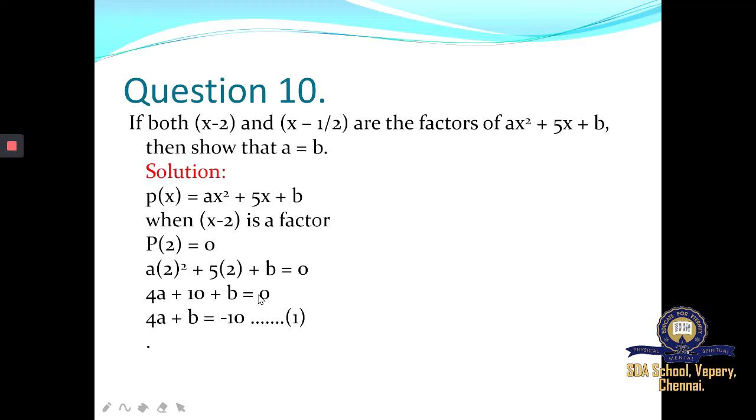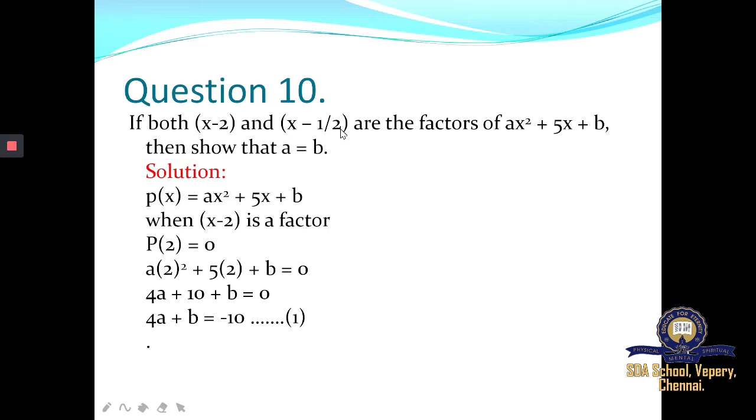Yes. Then what is the next factor? They said that x minus 1 by 2 is also one of the factors, right? So now let us also take that into consideration, which means what will my x value be? x minus 1 by 2 equals 0. What will my x be?